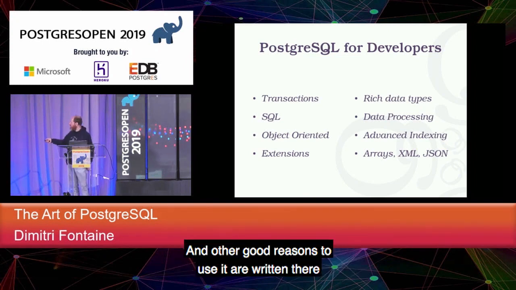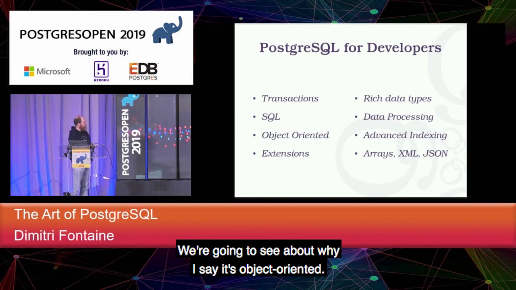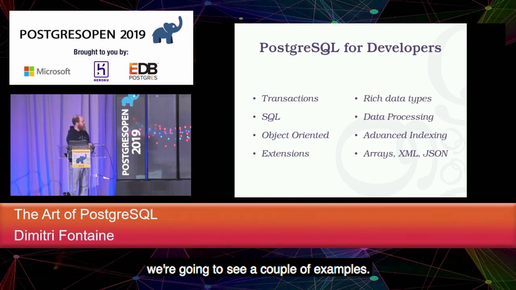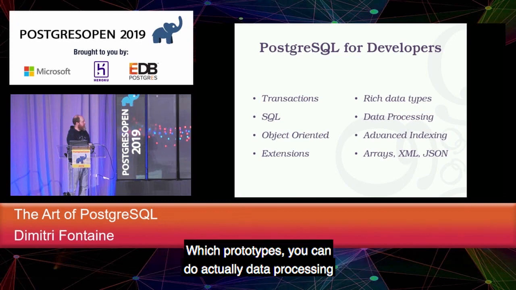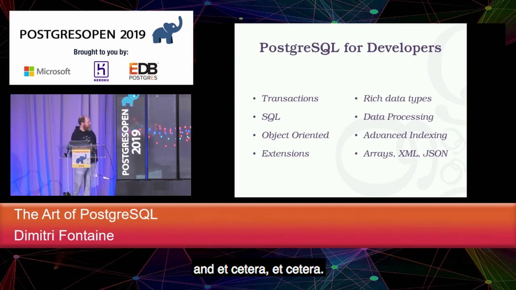And other good reasons to use it are written there, and we're going to see about them. We're going to see why I say it's object-oriented. We have extensions in PostgreSQL. We're going to see a couple examples. Rich data types. You can actually do data processing in SQL, and we're going to see what I mean with that, et cetera, et cetera.